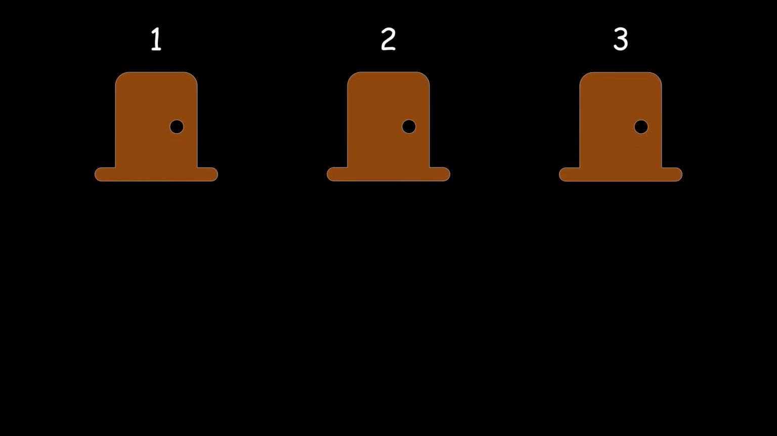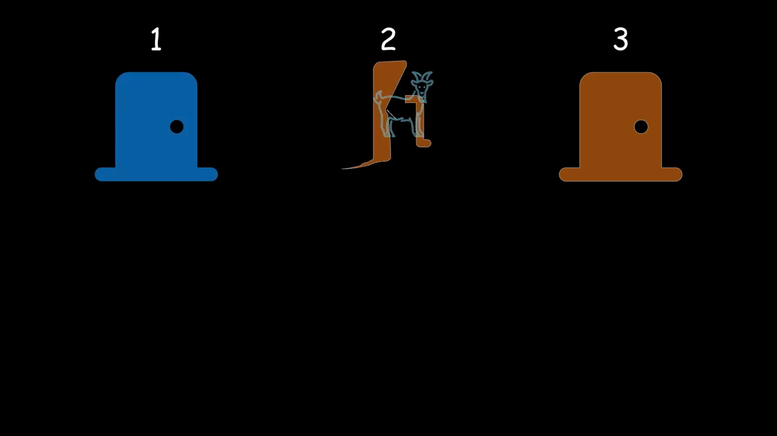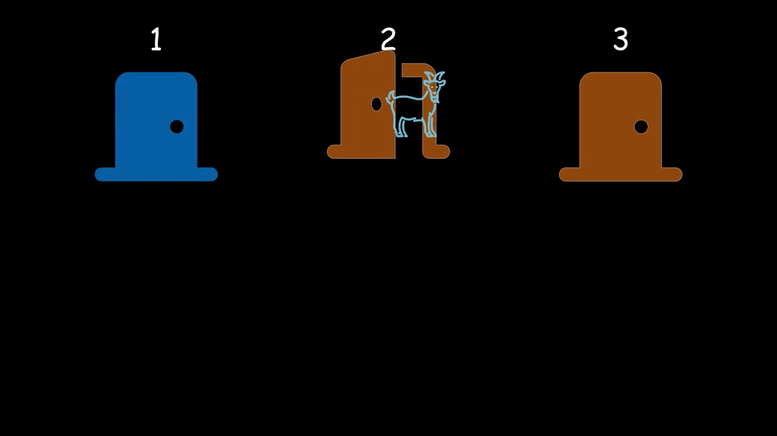Let's say the contestant picks door number 1, and then Monty opens door number 2 to reveal a goat. This leaves door number 3 unopened. Now the contestant has some new information that they didn't have before. The car is either behind door number 1 or number 3. Before Monty opened the door, the probability of the car being behind door number 1 was 1/3 because there are 3 doors and 1 car.